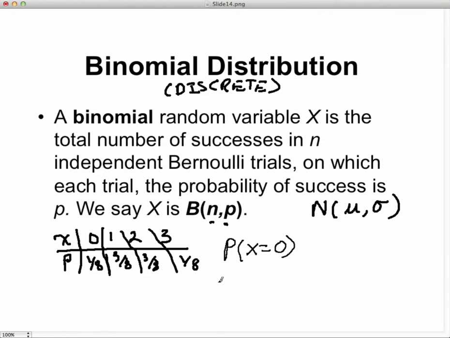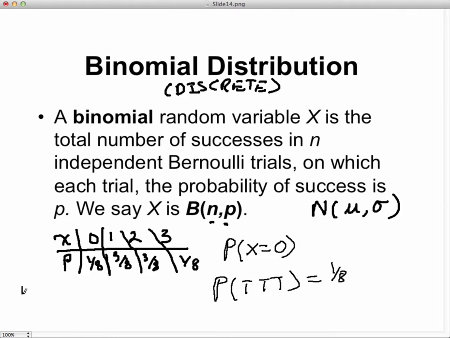Well, we could think about that by just replacing the x equals 0 by the actual outcome of the random phenomena there. That would be what? That's the probability of tails, tails, tails, right? Which we knew came out to be equal to 1/8. Okay, well, what if I asked you for the probability of x being equal to 1?